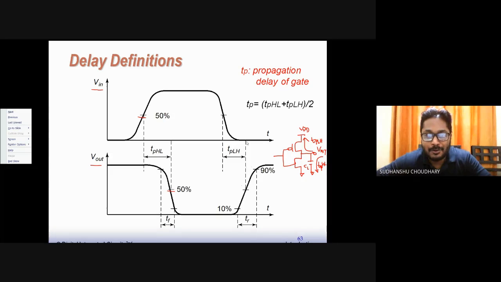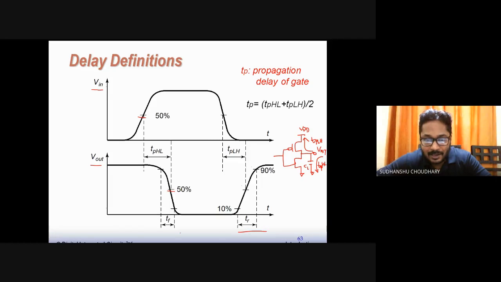Now, apart from propagation delay, let us also define 2 more things here, and those are the rise time and the fall time.